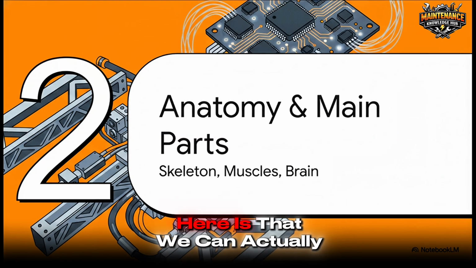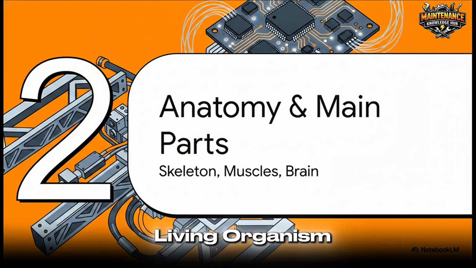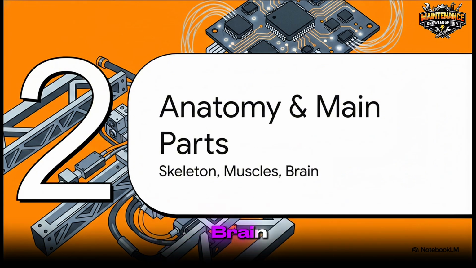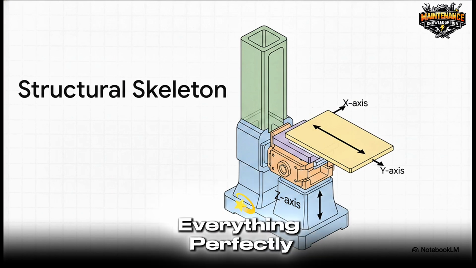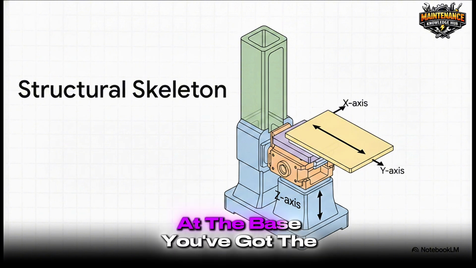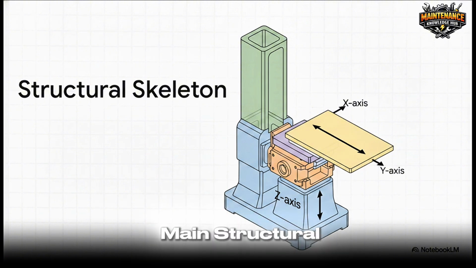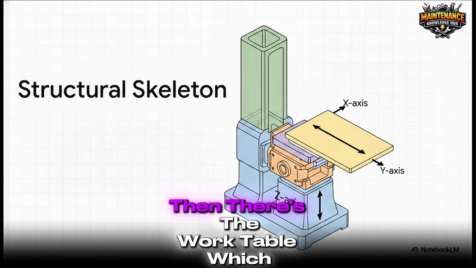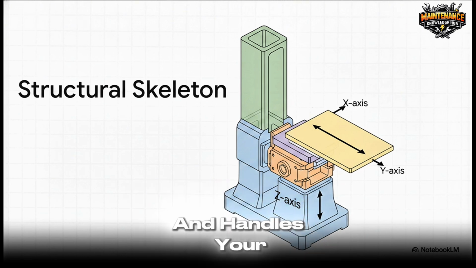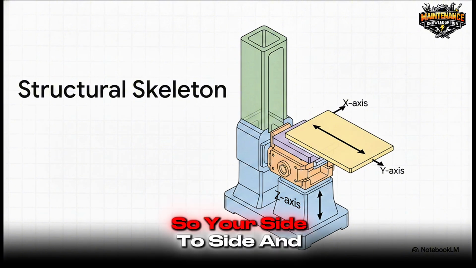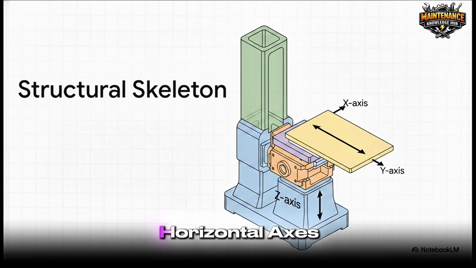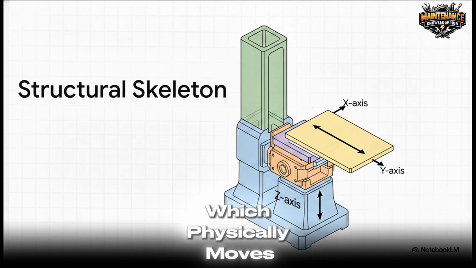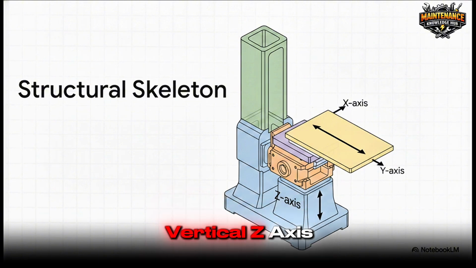What's really interesting here is that we can actually look at this machine like a living organism with a skeleton, muscles, and a brain. First up, the skeleton. These are the heavy, rigid structural foundations that keep everything perfectly stable while it works. At the base, you've got the machine bed, which is the main structural support that prevents vibration. Rising from that is the column, giving vertical support. Then there's the work table, which securely holds your workpiece and handles your X and Y axes, so your side-to-side and front-to-back movements. Supporting all of this are the saddle, which moves along one of those horizontal axes, and the knee, which physically moves the whole table assembly up and down for your vertical Z-axis.